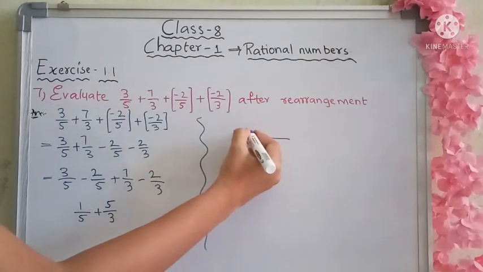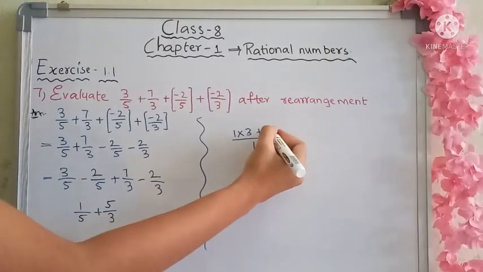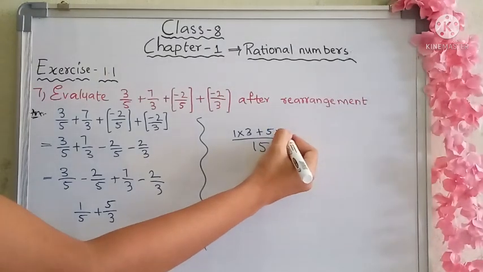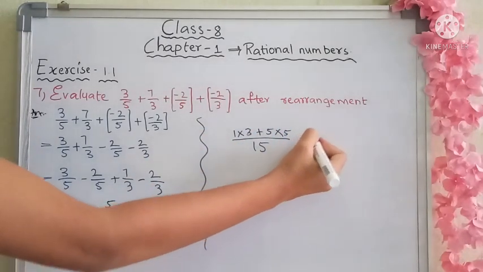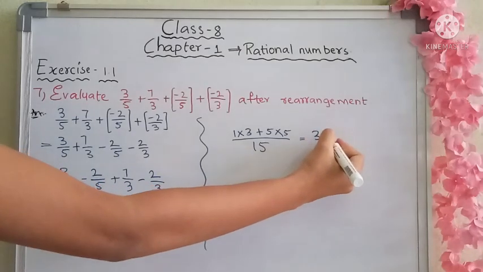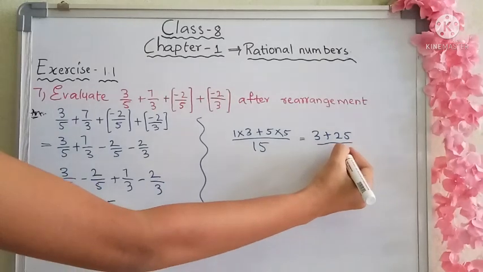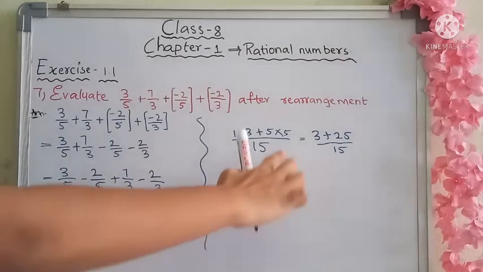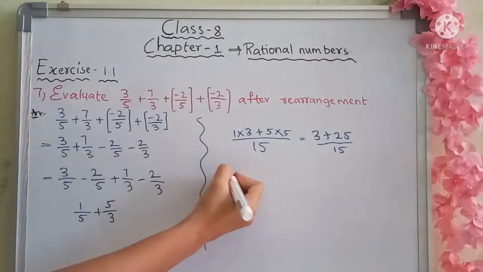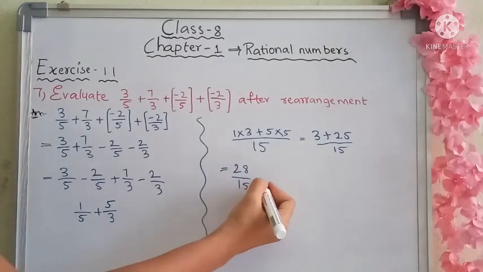1 into 3 plus 5 into 5, because we have to get the denominators as 15. So we have to multiply the same number with the numerator also. So this is equals to 3 plus 25 upon 15. Okay? And then, so 3 plus 25, which is equals to 28 upon 15. So this is our answer.